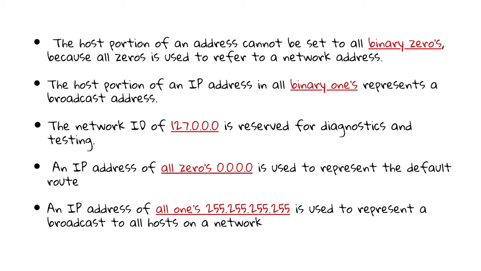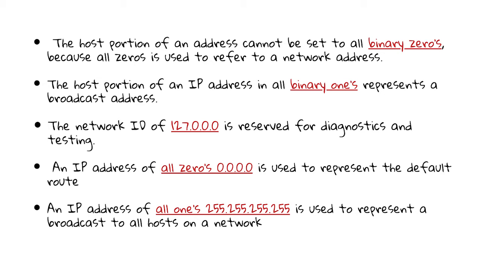Rule number 2, the host portion of an IP address in all binary ones represents a broadcast address. This is a special address that is used to send packets to all hosts on a particular network. Rule number 3, the network ID of 127.0.0.0 is reserved for diagnostics and testing. The famous address 127.0.0.1, also known as the loopback address, is used for testing the network card.